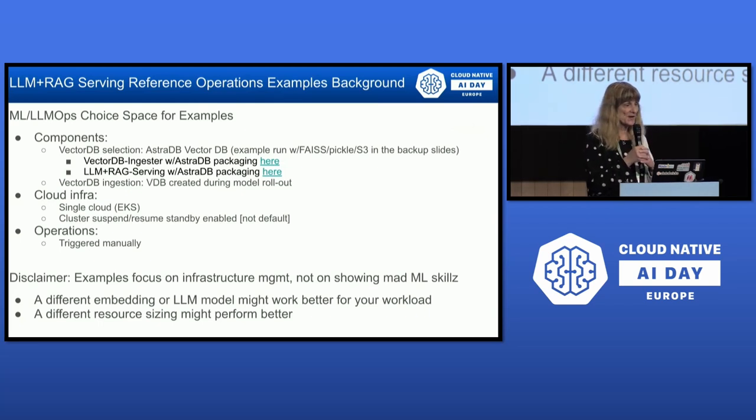We chose to run our examples on a single cloud, which is EKS, and we chose to enable a feature of the Nova cluster scheduler, which is cluster suspend, resume, standby. This feature is not on by default, and you don't have to use this feature if you don't want to. But what this feature does is, if a cluster is idle for an extended period of time, it basically spins it down, meaning it cycles all of its non-control plane parts of the cloud to zero resources. So it's basically making things a little greener. If you're already paying for those resources, you might not care if they're powered up or not, but at least you're not burning that power.